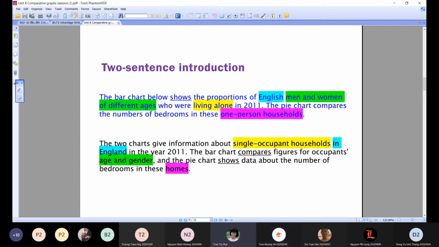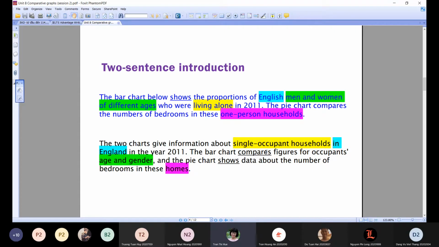So you see a lot of information to report. Single occupant household in England in the year 2011, and then occupants' age and gender, and then the number of bedrooms in these homes. So you can see that there is a lot of information to be reported. And if you decide to write one sentence, that's completely fine, but it's much more difficult for you to express the information in just one sentence.